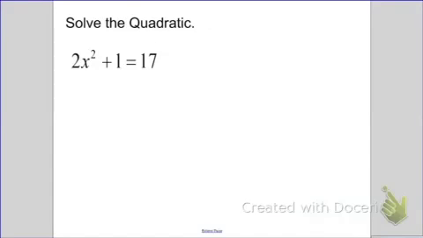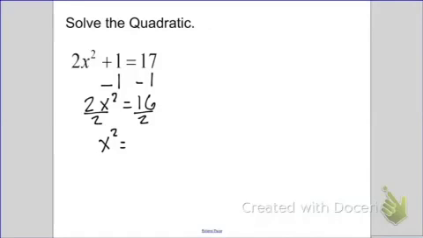So now we get into why this is important. If I look at this problem right now, no matter how hard I try, it will not factor. So what I need to do is, let's try to solve it like a normal equation. That means do everything I can to make the x by itself. So the first thing I would do is minus 1 on both sides. 2x squared equals 16. And then I divide by 2 on both sides. x squared is equal to 8.